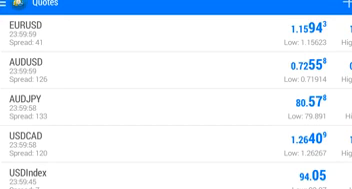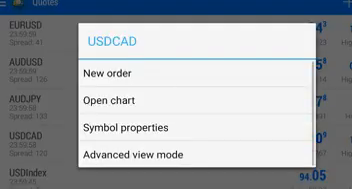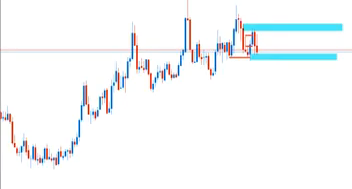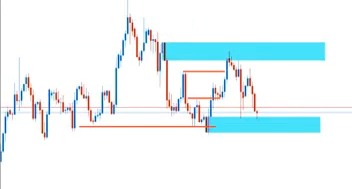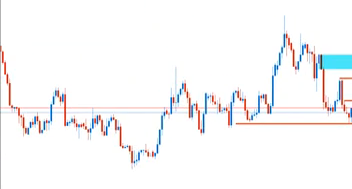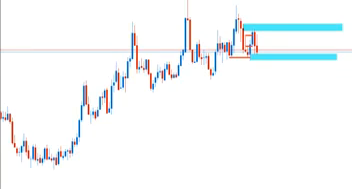Now, let's move on. USD CAD. Let's look at USD CAD. Let's look at the 4-hour time frame. USD CAD 4-hour. Now, take a look. Let's go first to the daily time frame. Now, what do you see? What trend do you see?